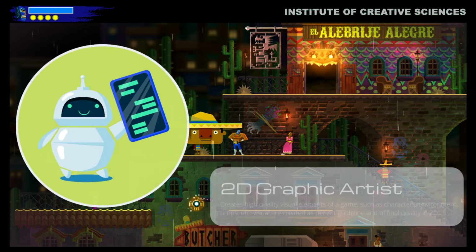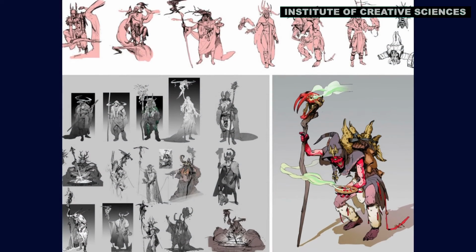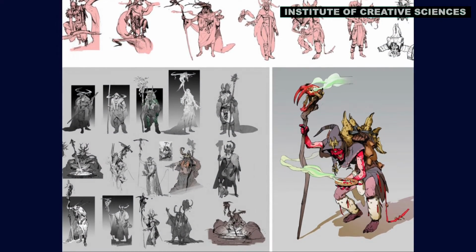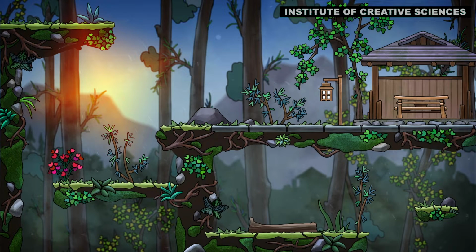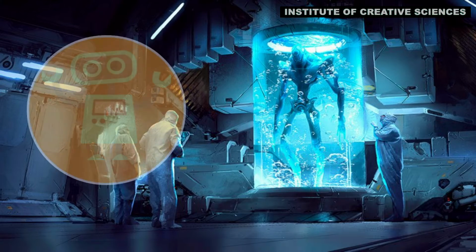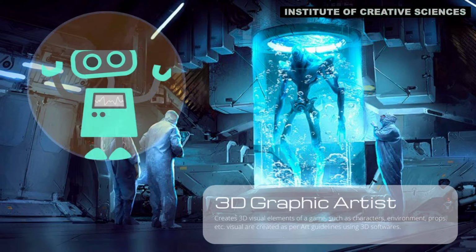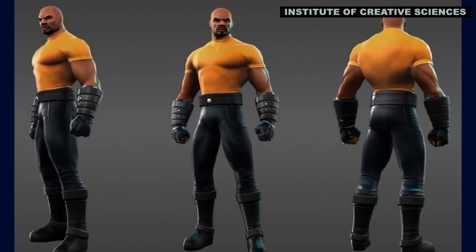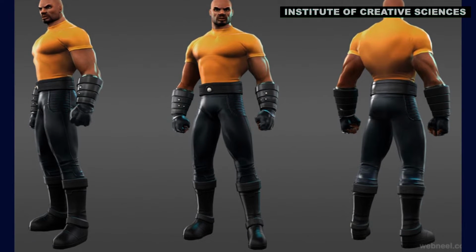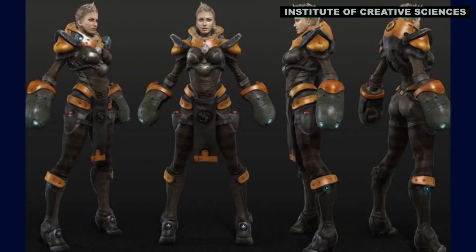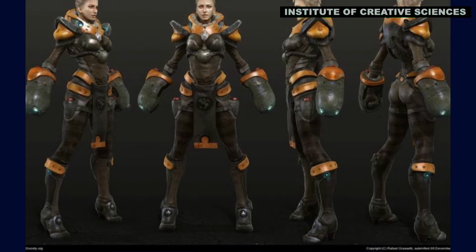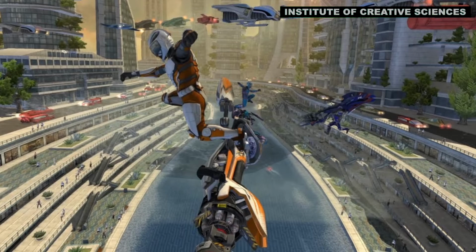Next is a 2D graphic artist. These artists work on a 2D platform or in a 2D outlook, and their job starts after the concept artist has given their ideas. Similarly, a 3D graphic artist does the same, just in a 3D outlook. They take notes from the concept artist and discuss things with them and come up with their own variation or their own style of what is required.